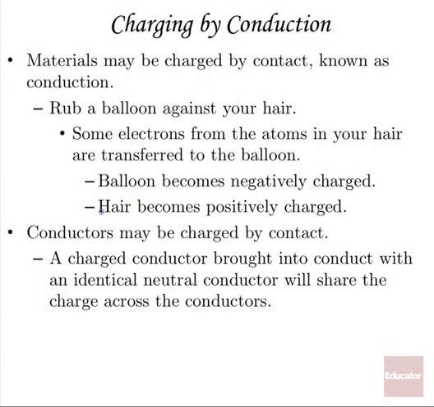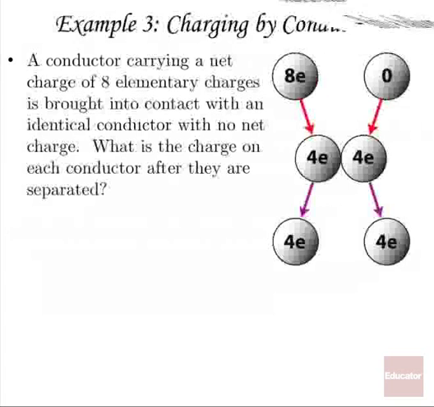All right. Materials may be charged by contact, known as conduction. And you might have tried this trick before. Rub a balloon against your hair someday. Some electrons from the atoms in your hair get transferred to the balloon. The balloon now has a net negative charge, and your hair, because it lost some electrons, now has a net positive charge. You can also charge conductors by contact. For example, if you bring a charged conductor into contact with an identical neutral conductor, you will share the charge across those two conductors. Let's take a look and see how that would work.